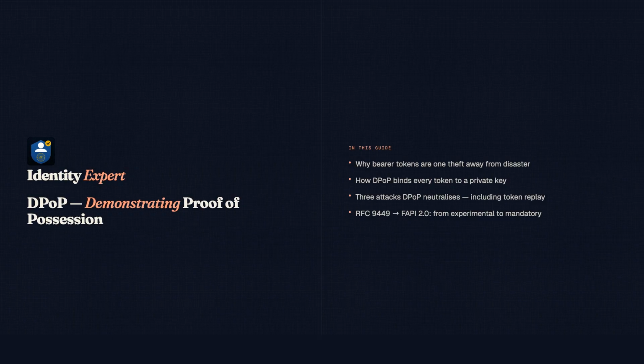In this guide: why bearer tokens can be stolen and replayed from anywhere in the world, how DPoP binds a token to a private key so a stolen token is cryptographically useless, what the signed proofs look like on the wire, and why RFC 9449 makes DPoP the new standard for high-security API access.